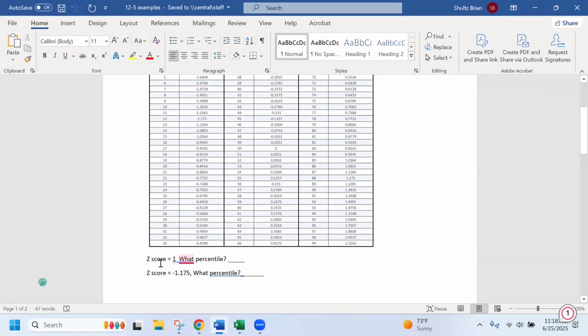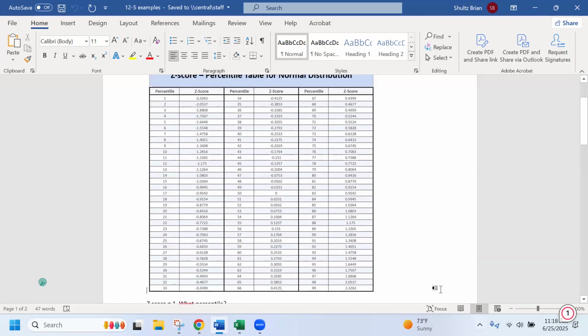If I have a z-score equal to 1, what is the percentile that's in? Up here, I see my z-scores. I forgot to activate my pen. I have my z-scores here and here and here. I'm looking for a z-score of 1. I'm looking in this outside column, and I come down here and I can see that 1 is right about here.